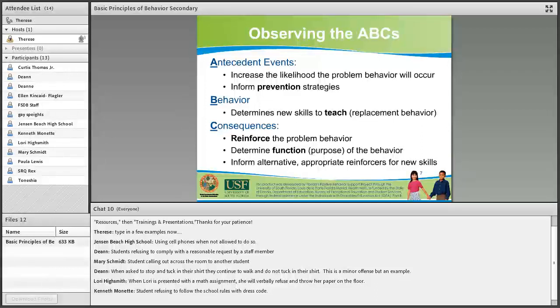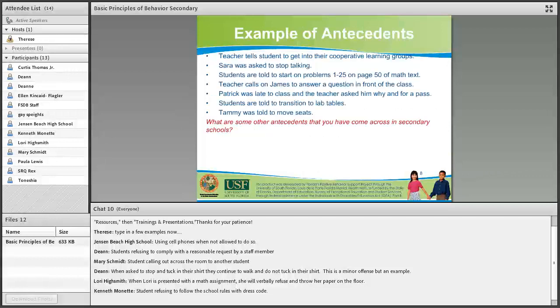The consequences reinforce the problem behavior, making it more likely to happen again in the future. You can also look at consequences to determine the function or the purpose of the behavior. Why is the student doing what they're doing? Those consequences will also help you figure out what those alternative appropriate reinforcers will be for showing the new skills that you identified, for the behaviors you want to see. So the consequences have a lot to do with shaping behavior, but the antecedents also come into play. You can prevent problem behavior from occurring.